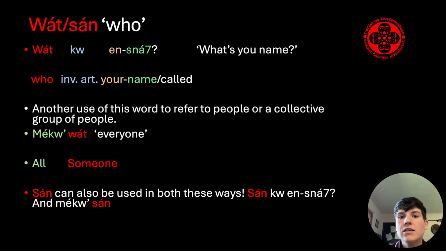Now there's another way to use wat. It refers to a person or people in the collective, but in this context it isn't a question word. You have probably heard me say makwat, which means everyone. Mak is a word that means all or every, and wat refers to person or people. I will mention again that san or sane can be used in the exact same ways: san quan snat or sane quan snat means what is your name, and muk sane or muk san for everyone.